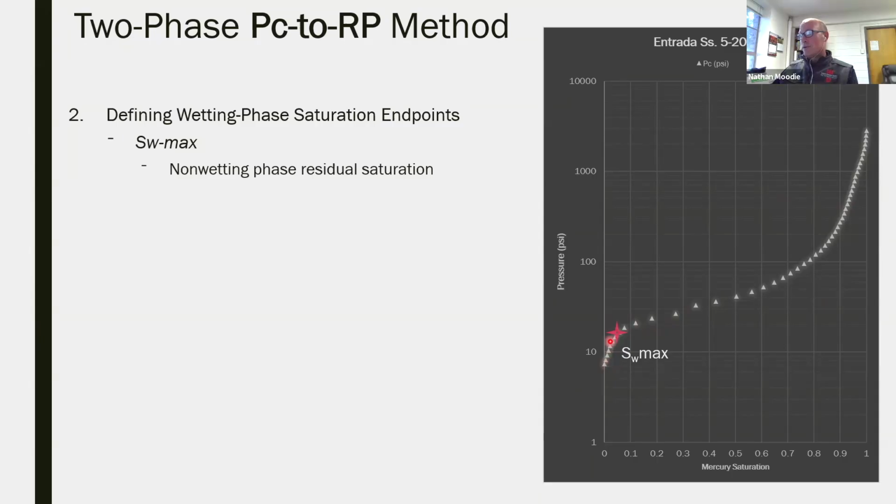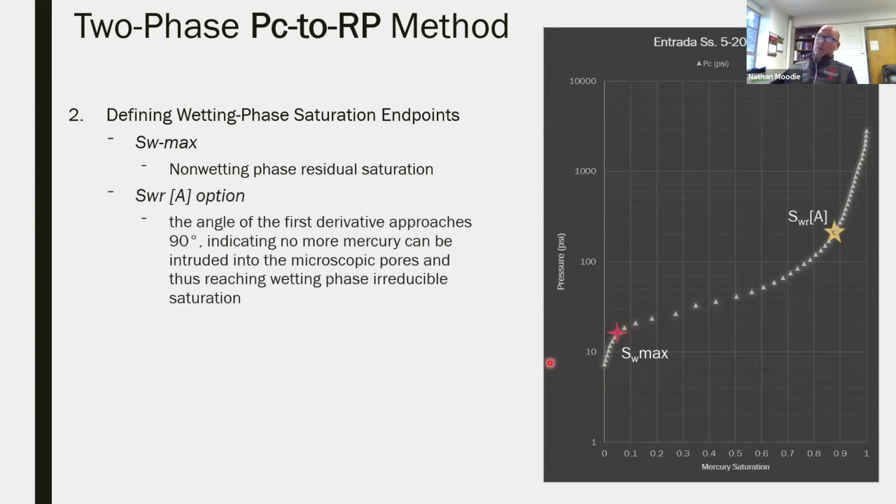And this is as your curve here rolls over, you want to pick where you change from concave to convex. And that would be that maximum water saturation, or this would be your residual gas. On the other end, it becomes more difficult. This irreducible saturation point actually is fairly easy to pick, similar to this, because this is where the curve starts to go vertical, or where the angle of your first derivative approaches 90 degrees. And this one is actually fairly straightforward to calculate as well. It gives you very broad relative permeability curves.